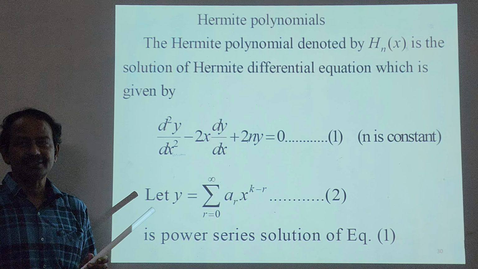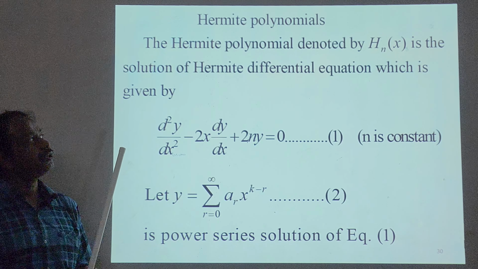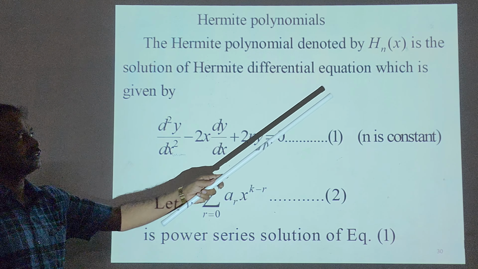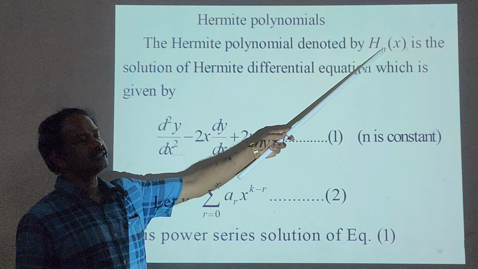So this is your Hermite differential equation. The Hermite polynomial is denoted by H_n(x), where n goes 0, 1, 2, 3 and so on, and it is the solution of the Hermite differential equation, which is given by this. Wherever you find this type of differential equation, you can say immediately that this is the Hermite differential equation. d²y/dx² minus 2x dy/dx plus 2ny equals 0, where n is a constant. Now we are going to solve this differential equation using a power series method.